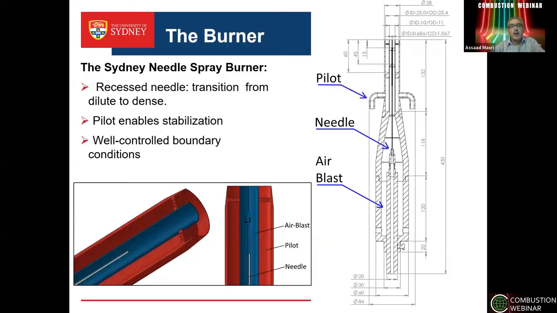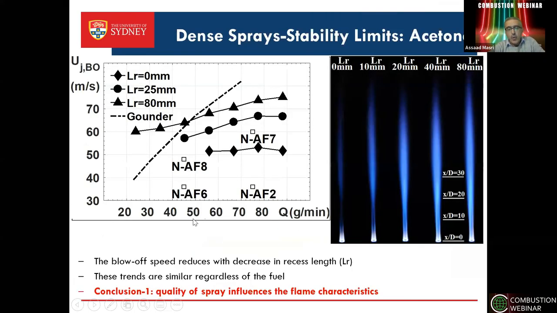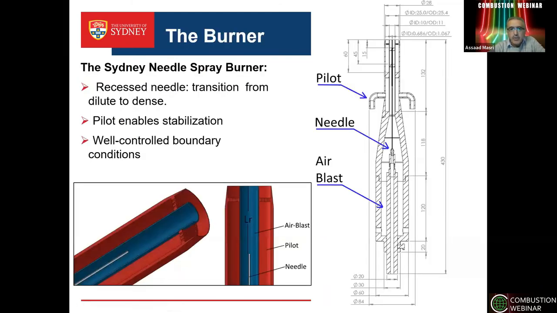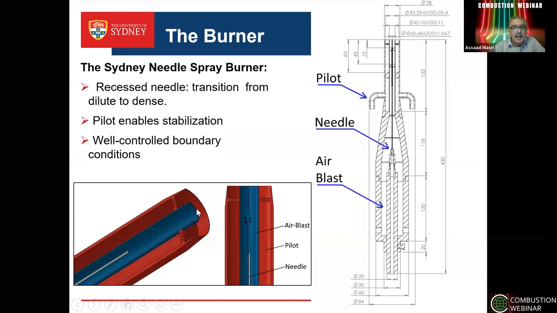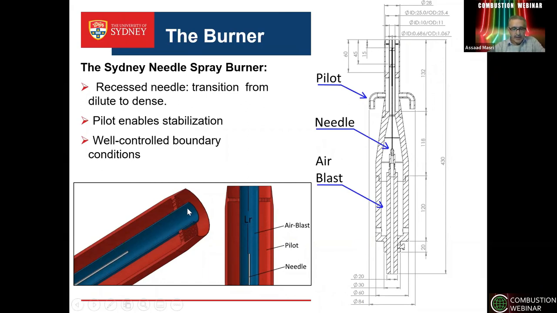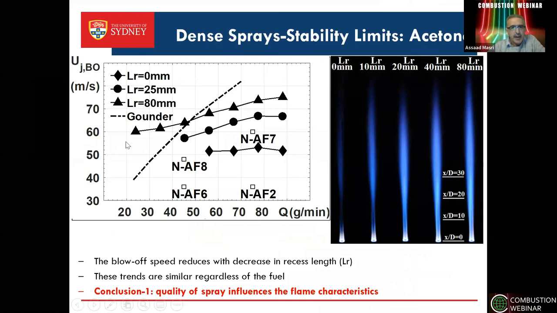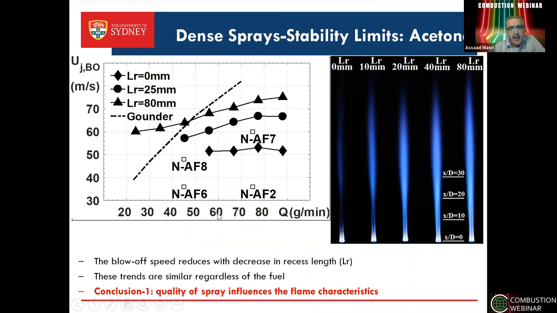The last section will be on dense spray flames, and the workhorse is the same as earlier. There is a Sydney needle burner, but now used in conjunction with the pilot. So now what we're able to do with this needle burner is recess the needle from the exit plane to about 80 millimeters. So when we're at the exit plane, we're basically burning dense sprays, dense liquid. And then when we're upstream, atomization takes place. So what we have at the exit plane is close to dilute, but not quite dilute sprays. So these are now stability limits of the jet velocity at blow off versus the amount of liquid that is injected through the needle, and they are plotted for different recess distances.